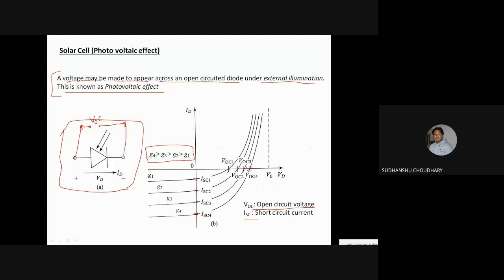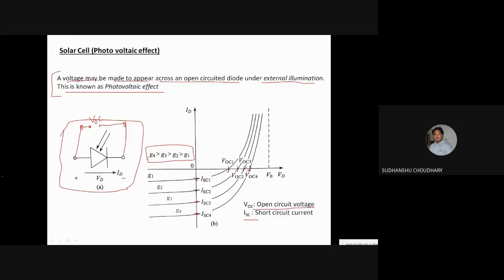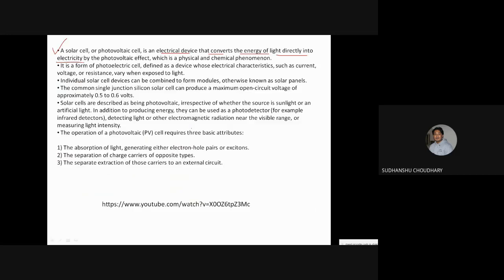In fact, let us understand a little bit more about this solar cell. We'll read these points here. Point number 1 says a solar cell is an electric device that converts energy of light directly into electricity. So the light energy which is falling here is directly converted into electricity. That is one job of the solar cell, to convert light energy into electrical energy.